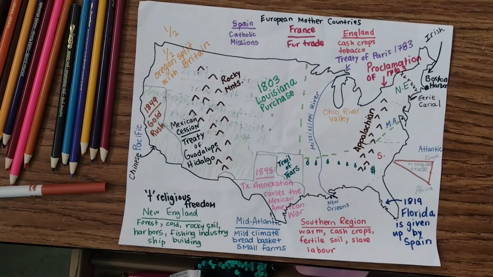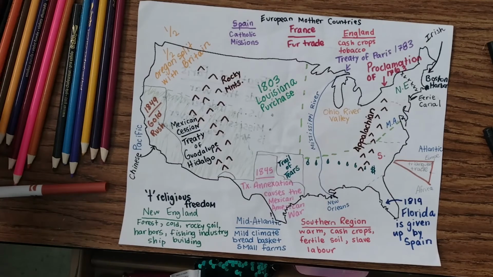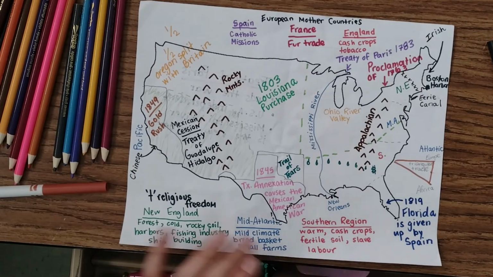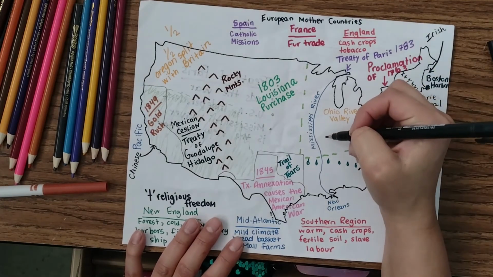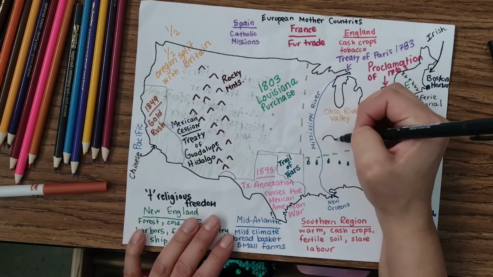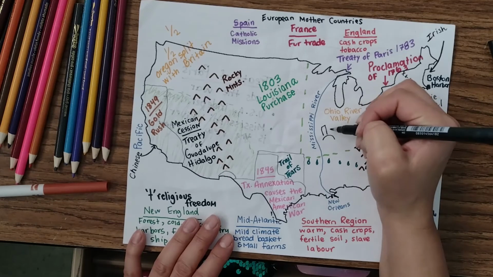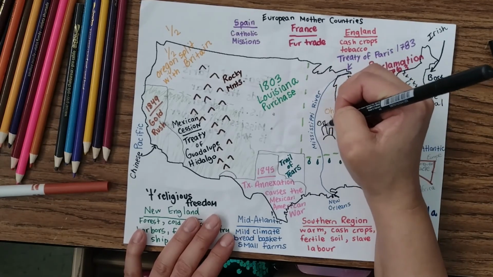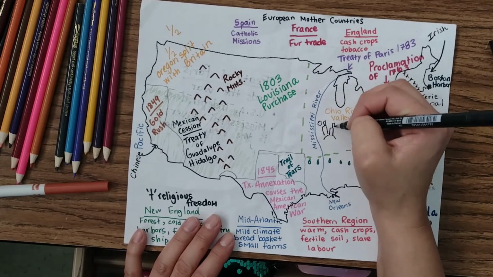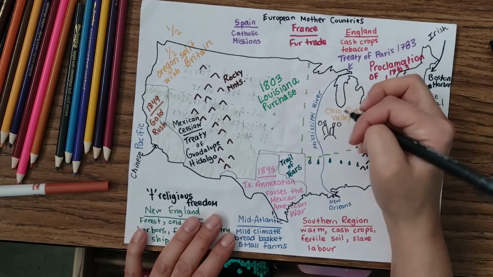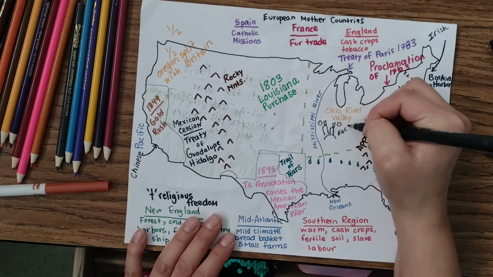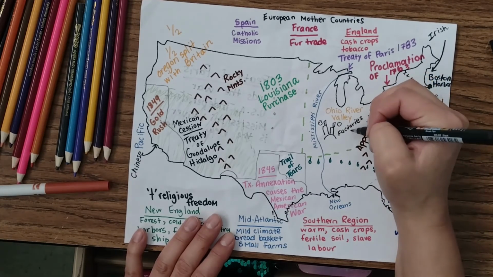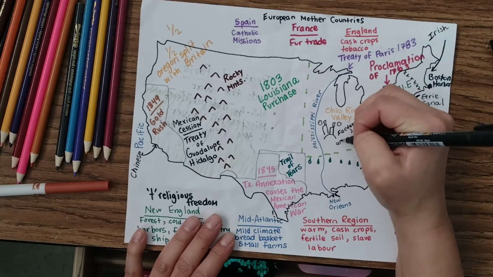All right, let's see what color we should use next. Let's keep up with this for our factories in the north. I'm going to show a couple factories here up north, the pollution coming out. Up north is where we had factories and urbanized cities.